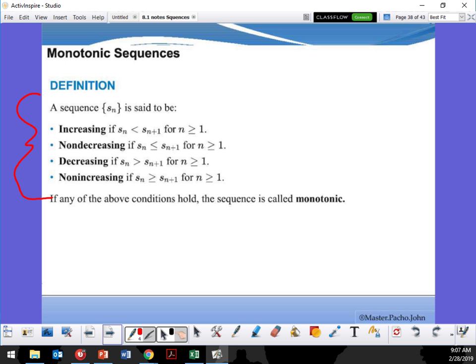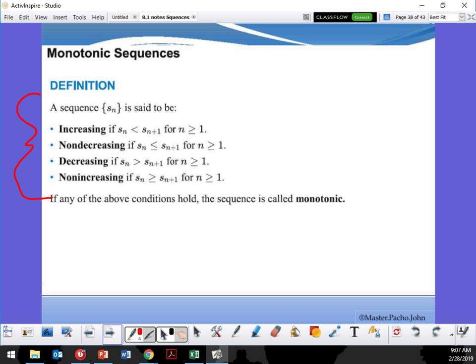Increasing, decreasing sequences: S of n is said to be increasing if S of n is less than S of n plus 1 for all n greater than or equal to 1. So if my next term is greater than my previous term, then it is increasing. Non-decreasing means that it's going to be less than or equal to my next one.